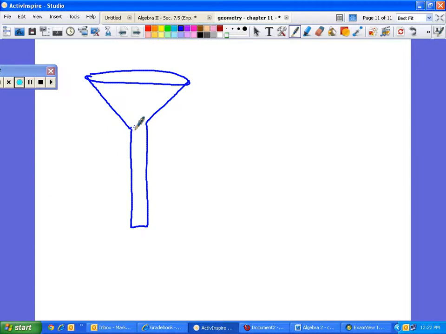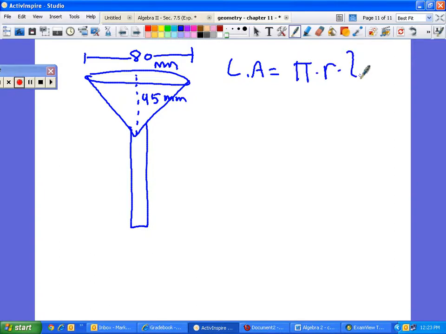So the book says this is a filter funnel. It's kind of like a martini glass to me. So here what we're told is the diameter is 80 millimeters and the altitude is 45 millimeters. Okay, we want to find the lateral area. Again, what's the first thing we should write down? The formula, which is pi times r times L.